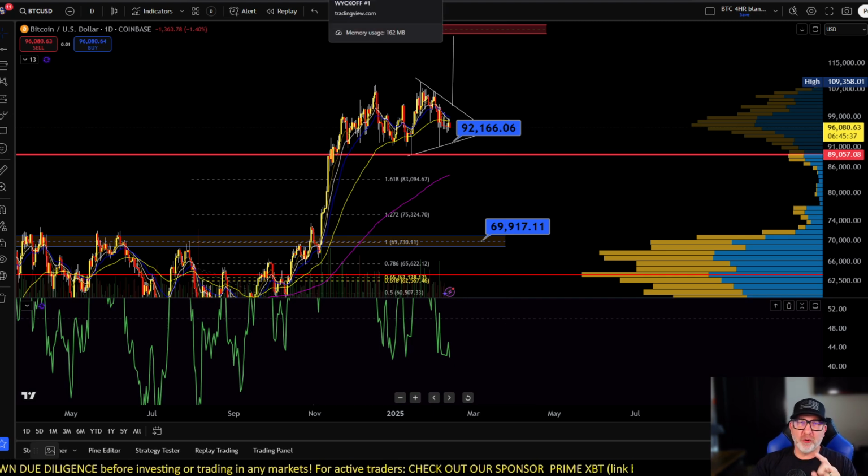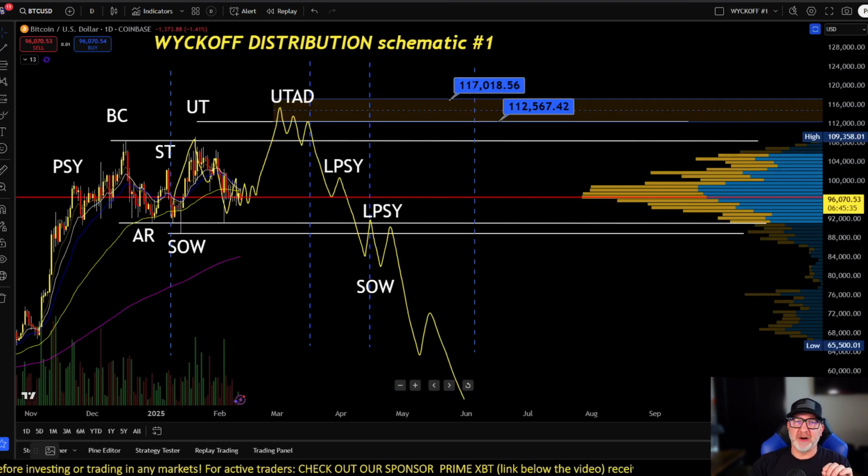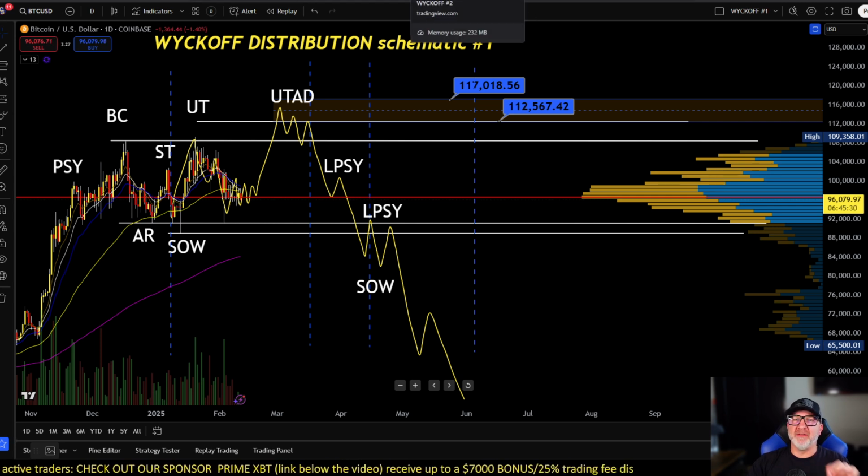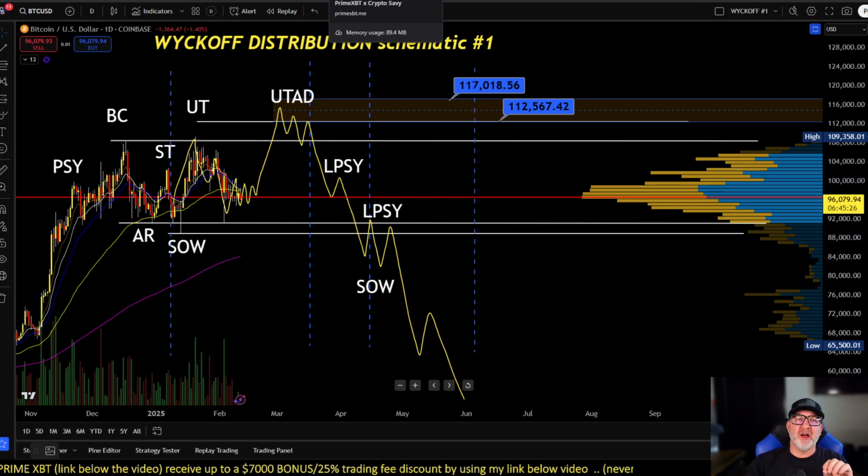I think Bitcoin could go a whole lot lower if traditional markets crash, like I believe they are most likely going to do. Obviously, no guarantees. But before we get into this Wyckoff distribution, we'll look at both schematics so I can show you guys what we're looking for, where I think we're at, and what's going on.